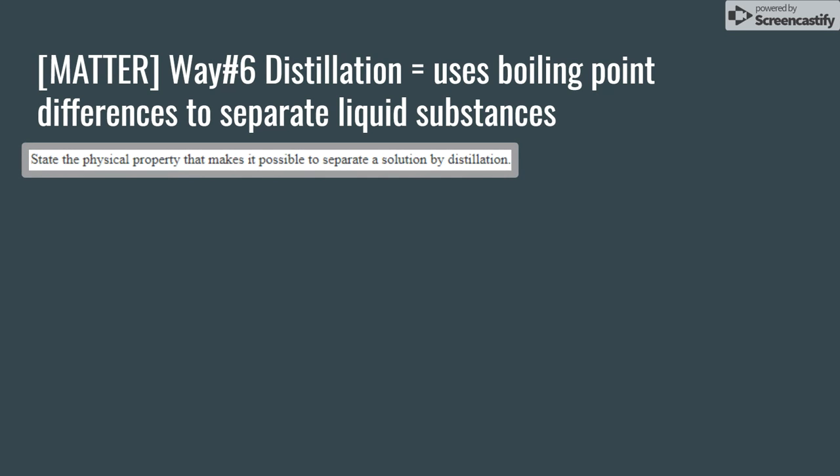State the physical property that makes it possible to separate a solution by distillation. Okay, remember that the only physical property used in distillation to separate a mixture of two substances is boiling point. So the answer is simply boiling point.